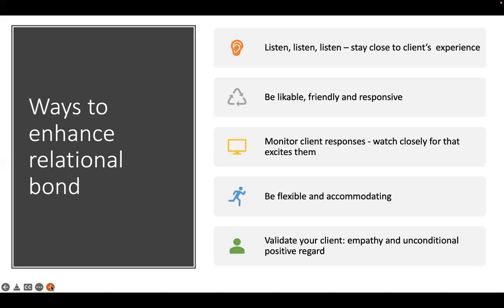So sometimes you'll find that clients aren't vocal in terms of constructive feedback. So you have to monitor through nonverbals, and nonverbals is how we communicate most of the time anyway. About 60% of human communication is nonverbal. So you're going to watch them.